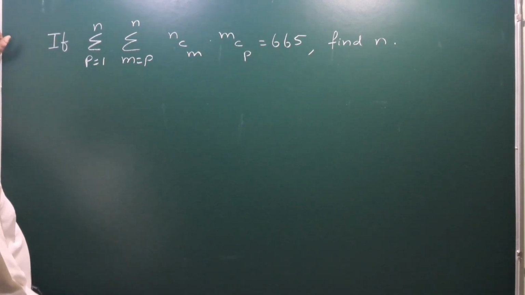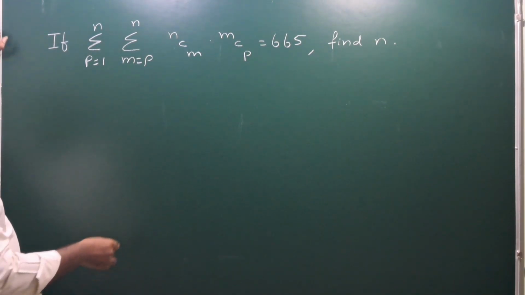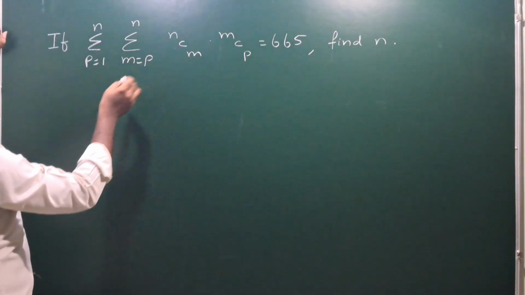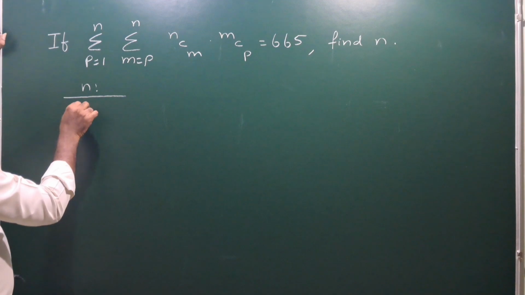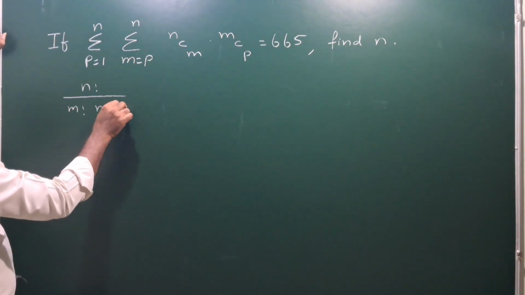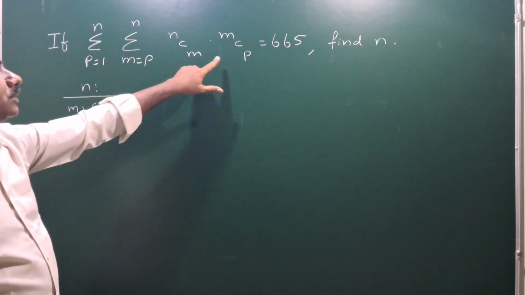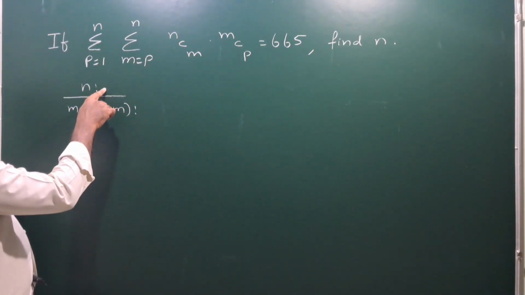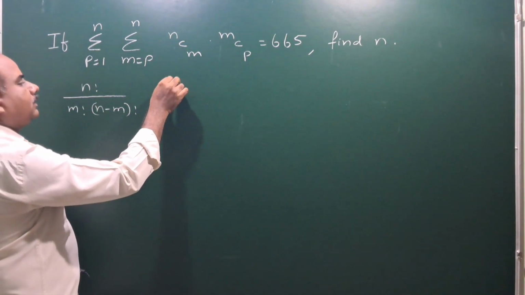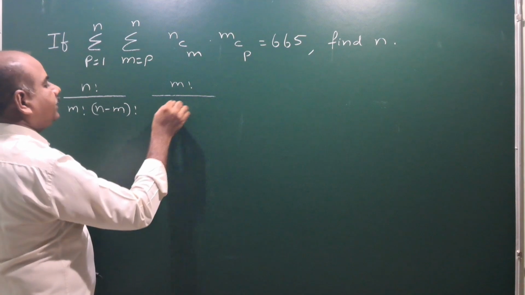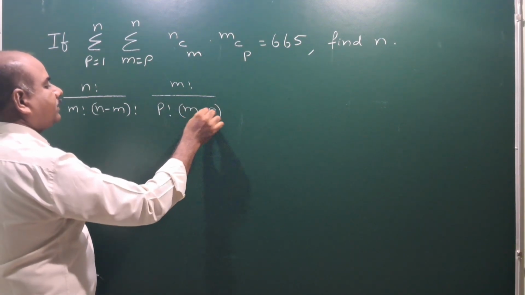So, in the first step, we have to expand both of these by applying the nCr formula. nCm can be written as n factorial by m factorial into n minus m factorial. Okay, we have to apply the nCr formula for both of these. So nCm means n factorial by m factorial into n minus m factorial, and for mCp it is m factorial by p factorial into m minus p factorial.